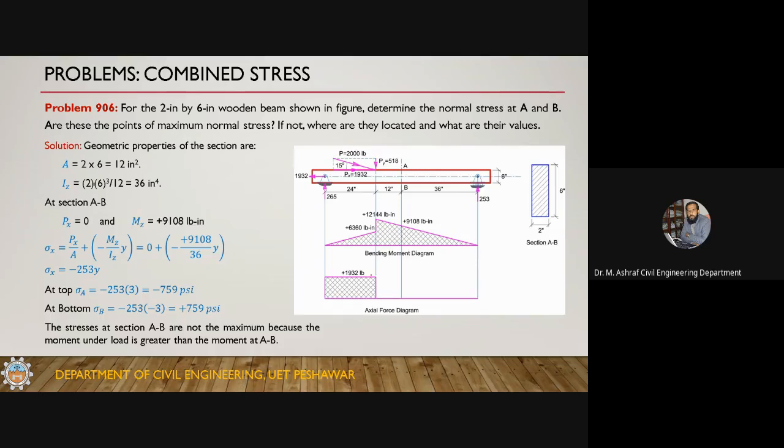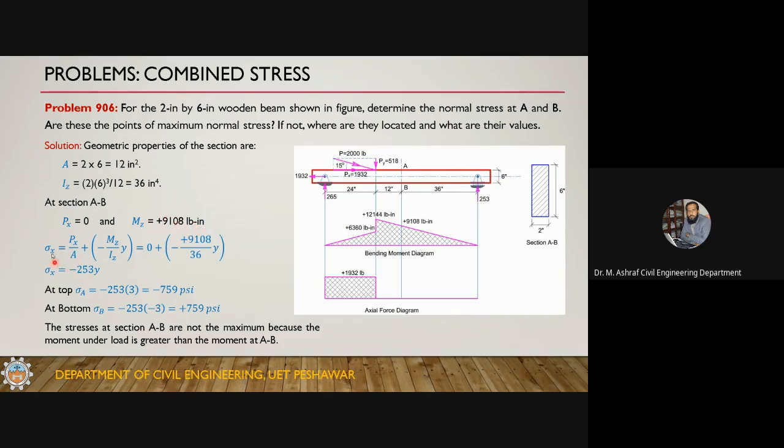Now first calculate the geometric properties. I've already told you that these are the geometric properties, the cross section area and the moment of inertia about the z axis. At section AB, what is the axial force? Equal to 0. There is no axial force. And what is the bending moment? 9108 pound-inch. This is the bending moment.